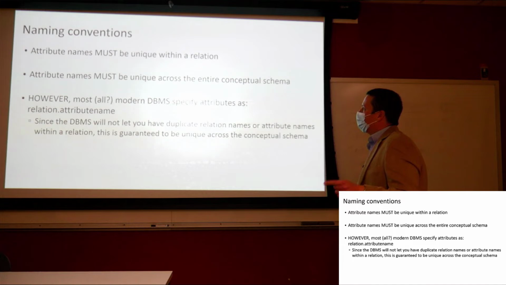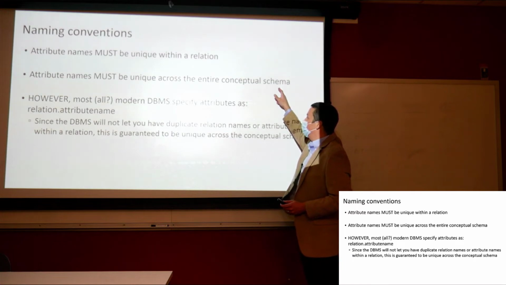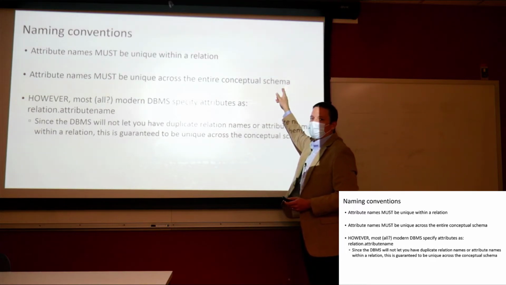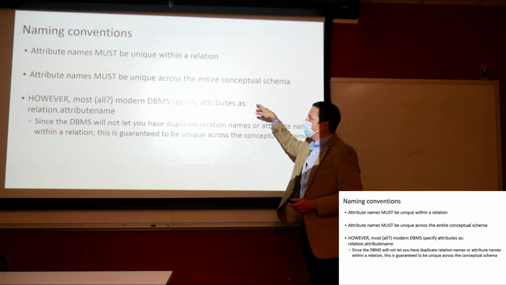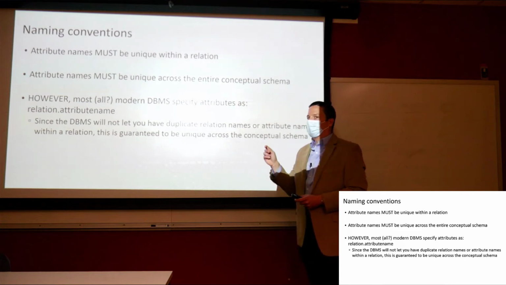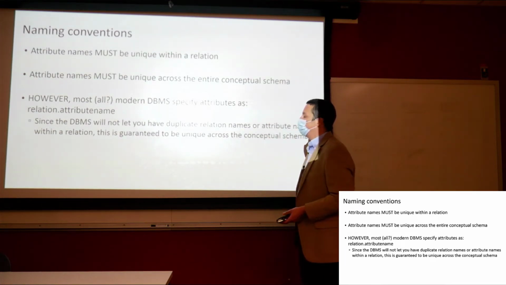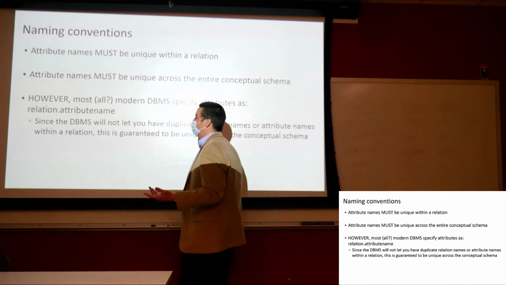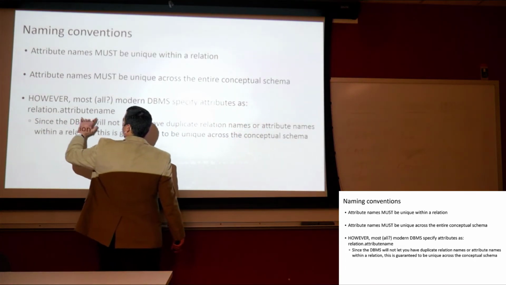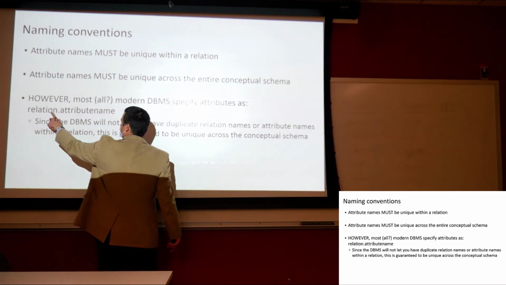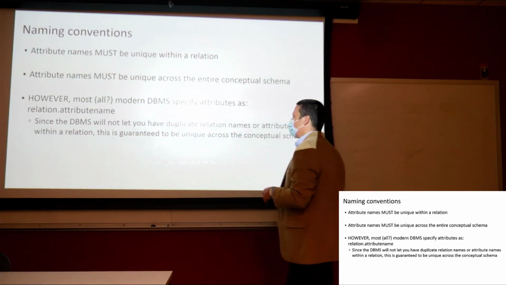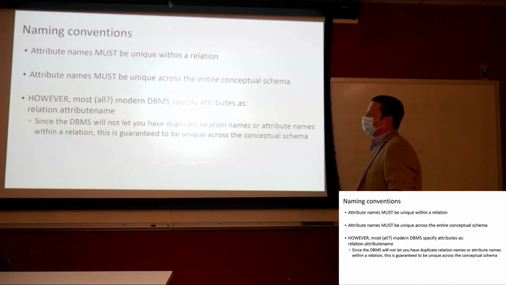So, naming conventions. Attribute names, we already said, must be unique within a relation. Additionally, attribute names must be unique across the entire conceptual schema, basically across our entire database. However, ensuring this is not a big deal, because typically within your DBMS the attribute name is prepended with the name of the relation, which also has to be unique, such that you've got relation.attribute name. So if your attribute name is unique within the relation and the relation name is unique, the combination is necessarily unique.